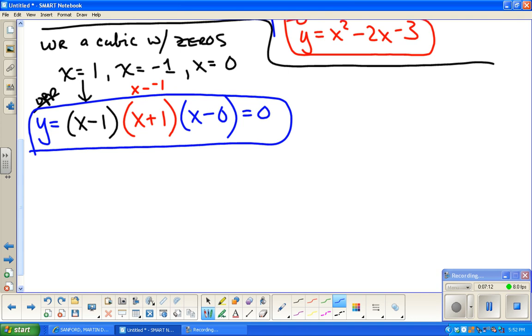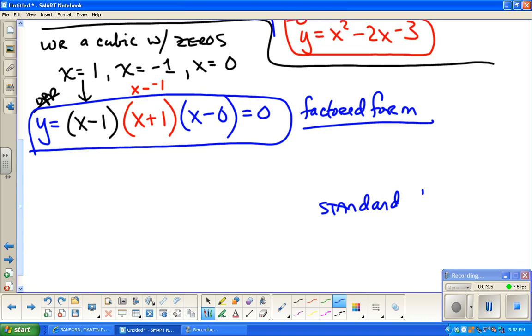Typically what I do is I ask for it in factored form sometimes, and this is factored form, and sometimes I ask for it in standard form. Now, standard form is, as you might imagine, a lot of fun, and by a lot of fun I mean not a lot of fun. Basically, you need to multiply everything out.